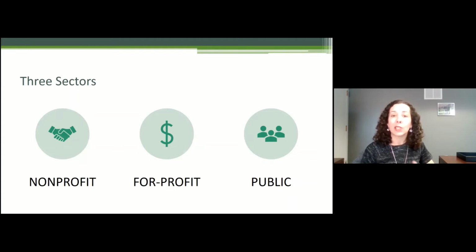We sometimes call the nonprofit sector the voluntary sector or the third sector because it comes third in terms of how many people are involved. So the nonprofit sector is the third largest workforce in the United States. It employs roughly 10% of the American workforce, which is about 11.4 million jobs.